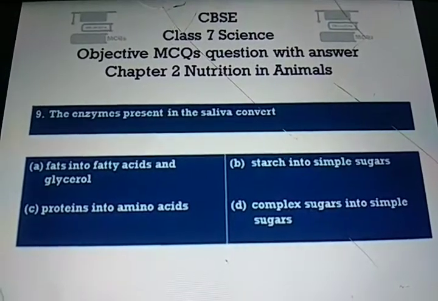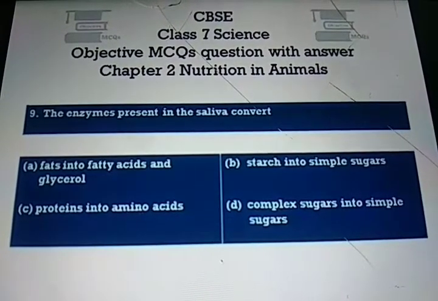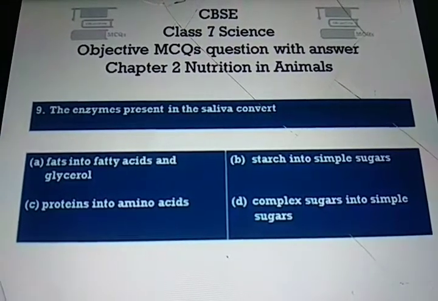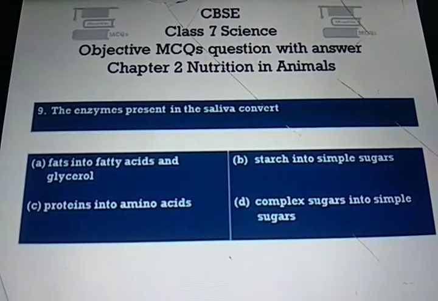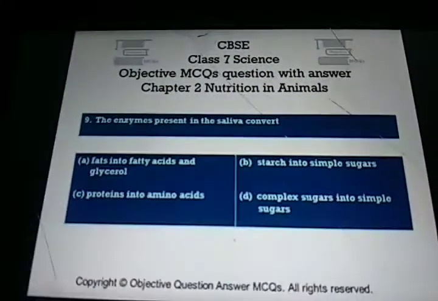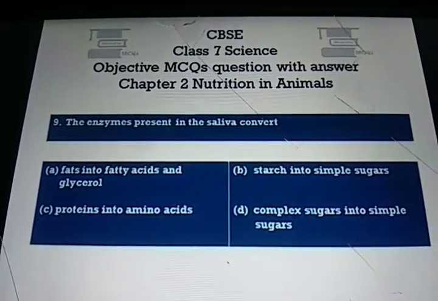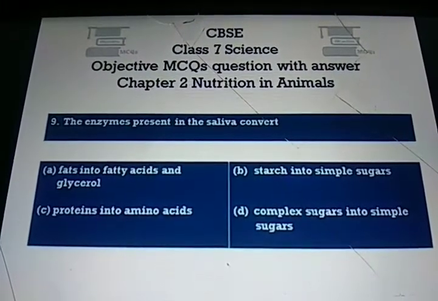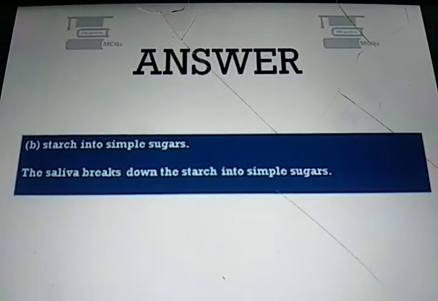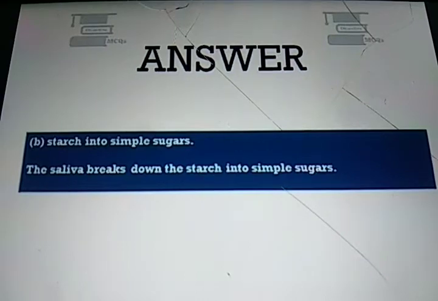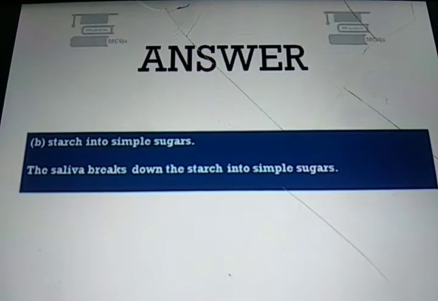Question number 9. The enzymes present in the saliva convert: option A, fats into fatty acids and glycerol; option B, starch into simple sugars; option C, protein into amino acids; and option D, complex sugars into simple sugars. And the right answer is option number B, starch into simple sugars. The saliva breaks down the starch into simple sugars.